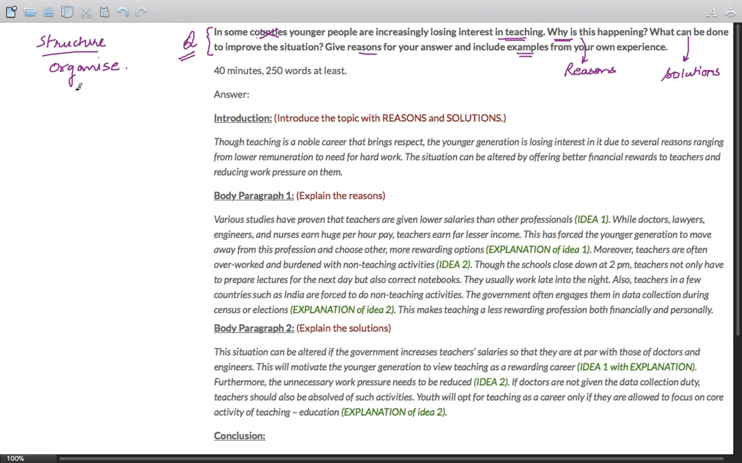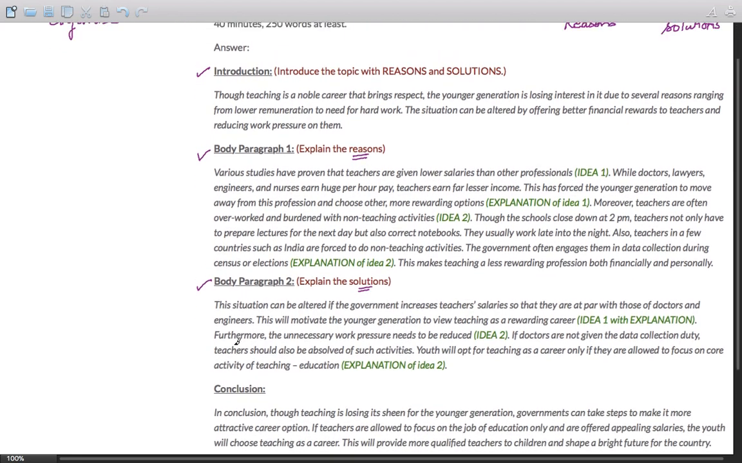So basically the structure here should be that you should have an introduction, a body paragraph 1 in which you'll explain the reasons, body paragraph 2 in which you explain the solutions, basically the first part, why is this happening, and the second part, what can be done to improve the situation. These are the solutions. And finally, you will conclude the answer.